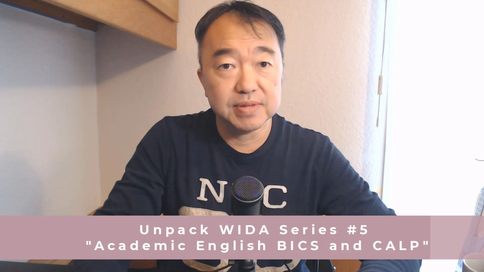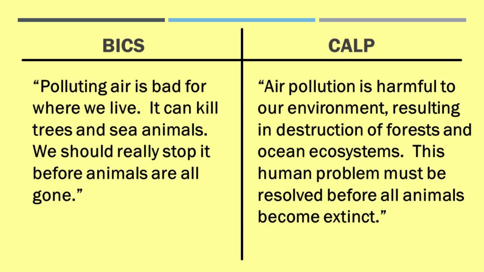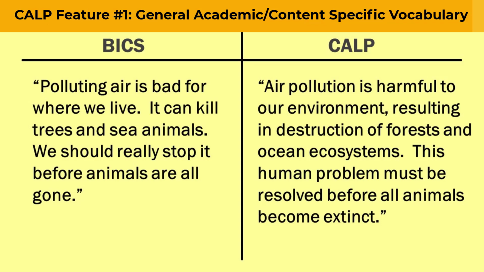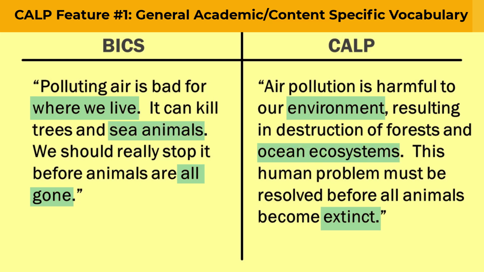One of the language elements of CALP is general academic and content-specific vocabulary, the words that we do not hear often outside of school. General academic words, often referred to as Tier 2 words, in this passage are "harmful" instead of "bad" and "resolve" instead of "stop." Content-specific words, often referred to as Tier 3 words, in this passage are "environment" instead of "where we live," "extinct" instead of "all gone," and "ocean ecosystems" instead of "sea animals."